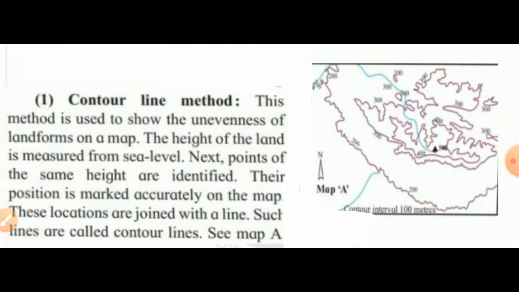The contour line method. This method is used to show the unevenness of landforms on a map. The height of the land is measured from sea level. Next, points of the same height are identified. Their position is marked accurately on the map. These locations are joined with a line. Such lines are called contour lines. As you all can see, map A.